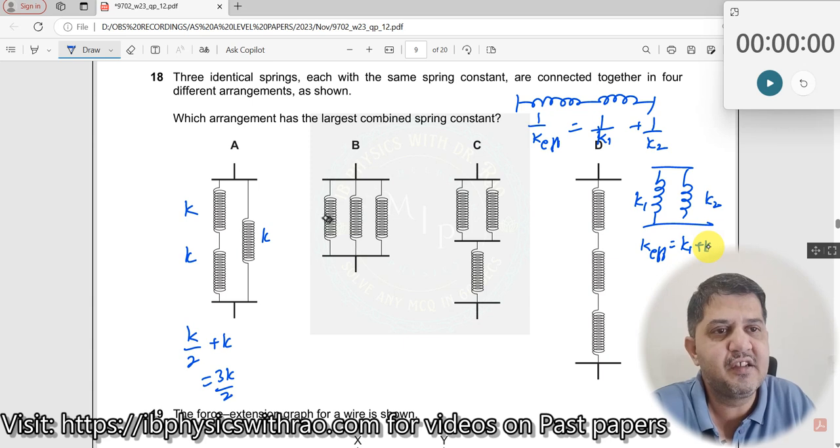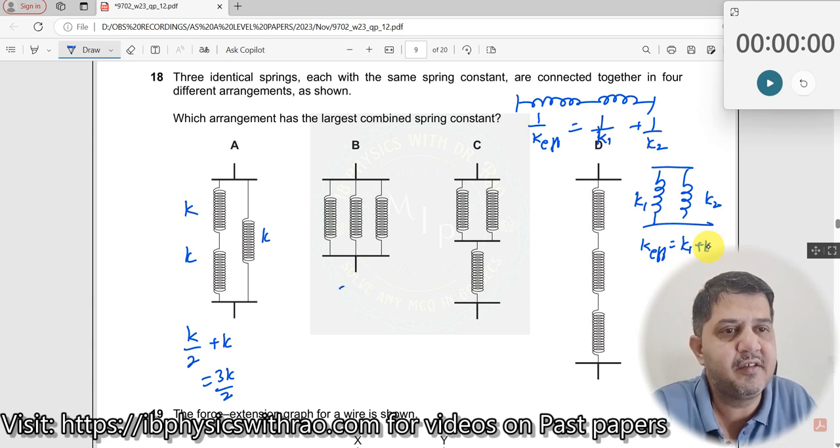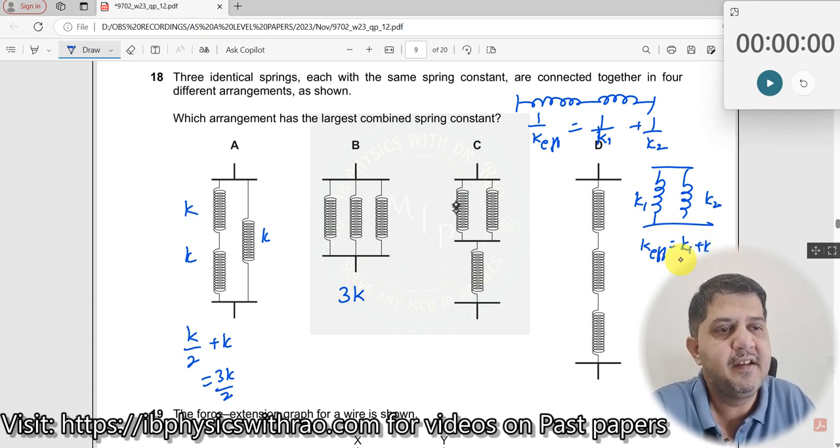Now let us look at this. All the three springs are in parallel. So what will be this? This will be k1 plus k2 plus k3, because parallel means you are going to add up all of them. So 3k. Now what about here?